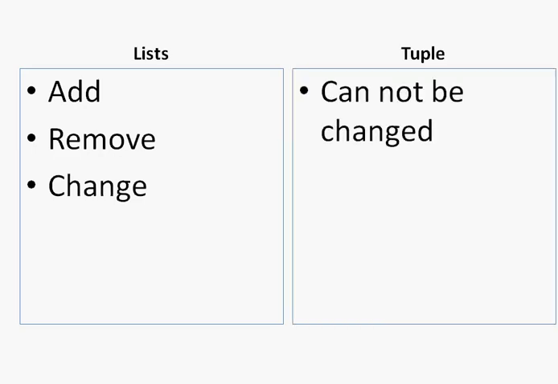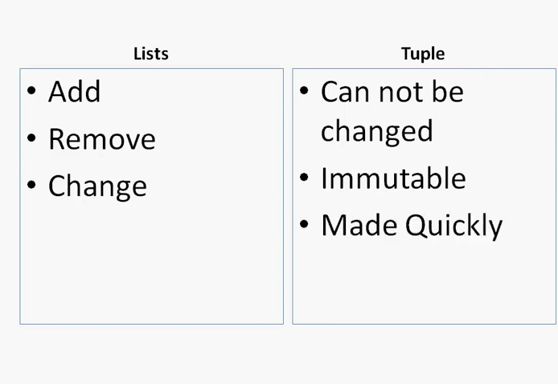Another difference between lists and tuples is that you can add, remove, and change data in lists. Tuples cannot be changed. They are immutable. Once you make a tuple, it is set in stone. Knowing that tuples cannot change enables Python to make significant optimizations. For example, tuples can be made more quickly than lists.